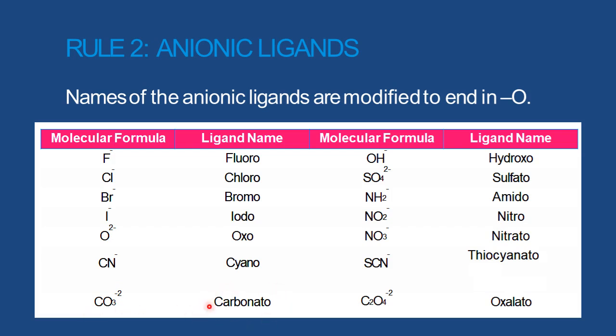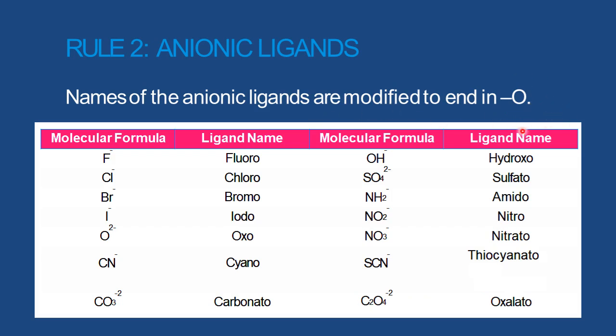Similarly, students, for hydroxyl ion, the name is going to be hydroxo. For sulfate ions, sulfato. For amide, the name is going to be amido. For nitro group, the name is nitro. For NO3 minus, it is going to be nitrato. For thiocyanide, the name is going to be thiocyanato. And for oxalate ion, it is going to be oxalato. So if we have anionic ligands, you have seen the ending is modified to O.